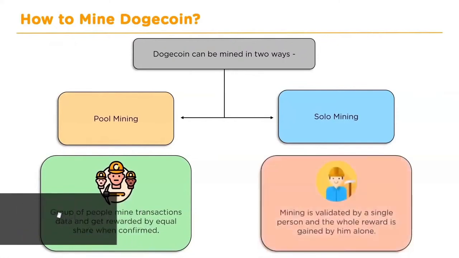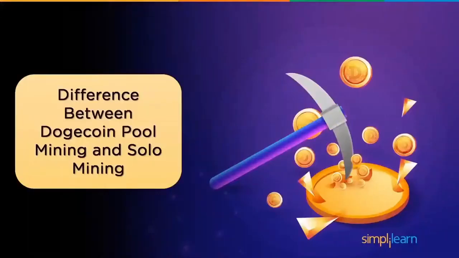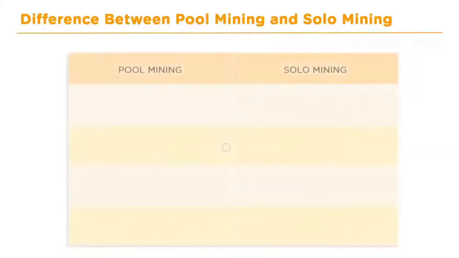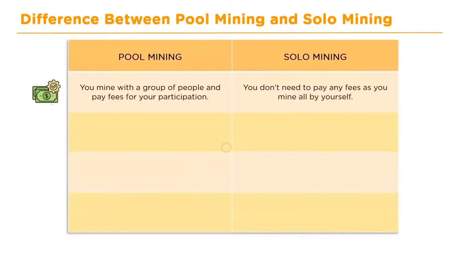Solo mining is when only one person does all the work of mining and confirming transactions. The reward is awarded only to that person after confirming the transaction. Let's have a thorough discussion of the difference between Dogecoin pool mining and solo mining. In Dogecoin pool mining, you have to mine as a part of it and pay fees. In Dogecoin solo mining, you don't need to pay any fees and you mine all by yourself.